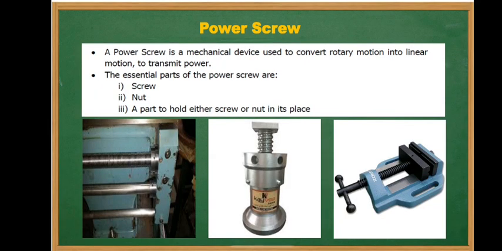So, what is a power screw? It is a mechanical device used to convert rotary motion into linear motion to transmit power. Generally, the screw which is used for transmitting power is known as a power screw. The essential parts of the power screw are the screw, the nut, and the part to hold either the screw or the nut in its place. So, depending upon the holding arrangement, power screws operate in two different ways.